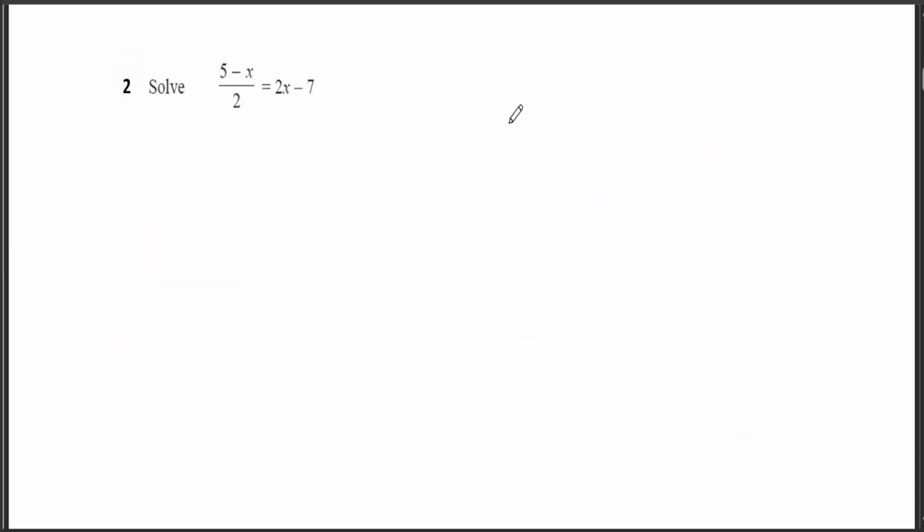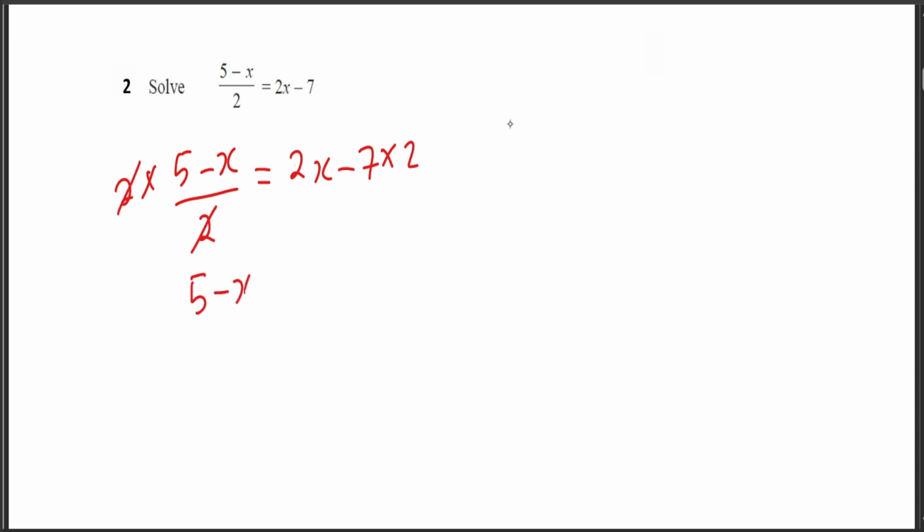Very simple. Sometimes you might get a question like this: solve (5 minus x) over 2 equals 2x minus 7. How do you solve such a question? We do something called cross multiplication. We take the 2 and multiply it to this side, so the 2s cancel out. You just have 5 minus x equal to 2 times (2x minus 7), which becomes 5 minus x equal to 4x minus 14.